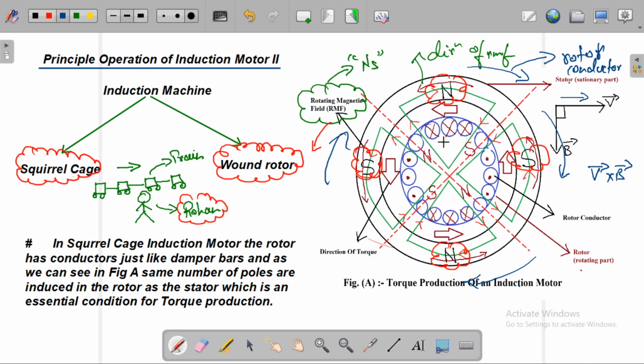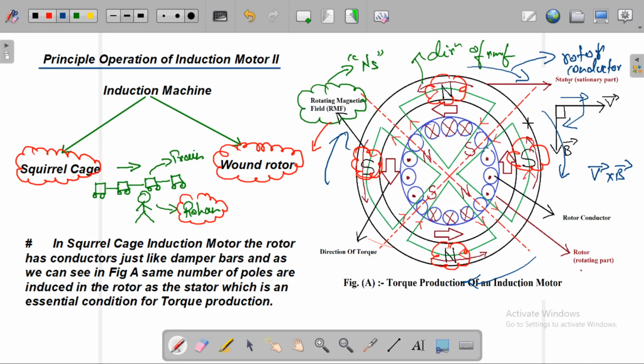Now, how can we notate dot and cross based on V cross B? Let us see. When we apply the right hand rule, our four fingers of the right hand indicate the velocity of the conductor, and when we are moving towards the magnetic field, our thumb indicates the dot or cross.